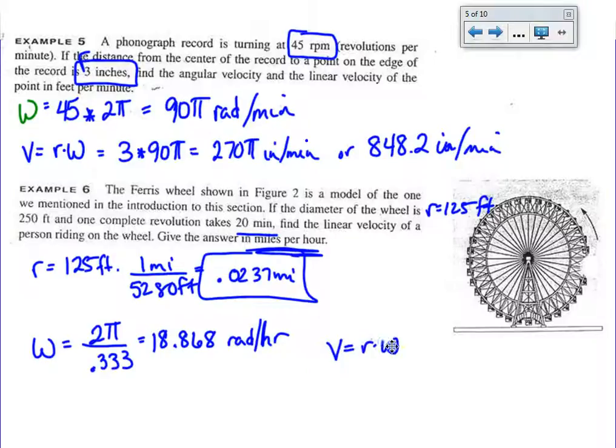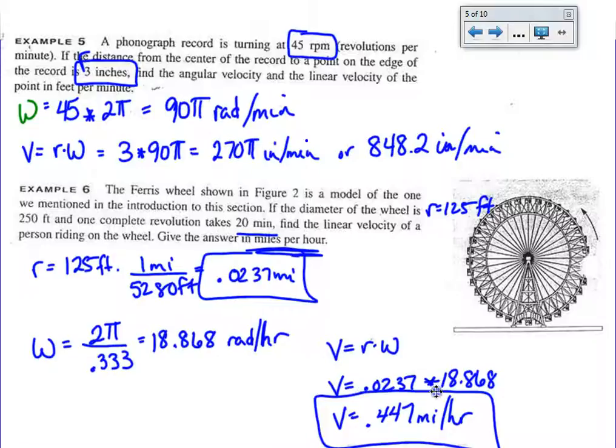So now using our new formula, because we need to find linear velocity, we can take our radius times our angular velocity. So if I do that, my radius is, remember, 0.0237 miles times our central angle of, not central angle, my goodness, angular velocity, 18.868. And of course we're going to get a decimal, and it's probably not going to be very pretty. Alright, hold on to your hats, kids. Your linear velocity is 0.447 miles per hour. You are not going very fast, and that's probably a good thing because you're on a Ferris wheel.